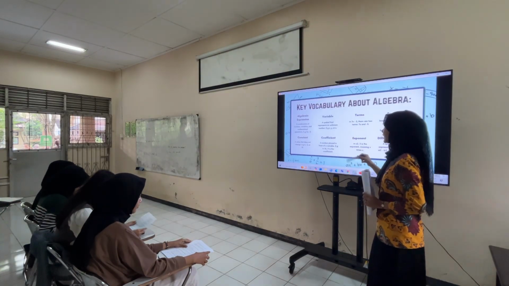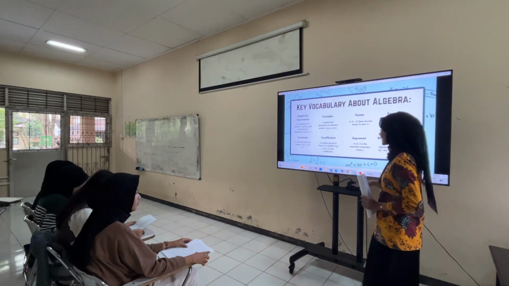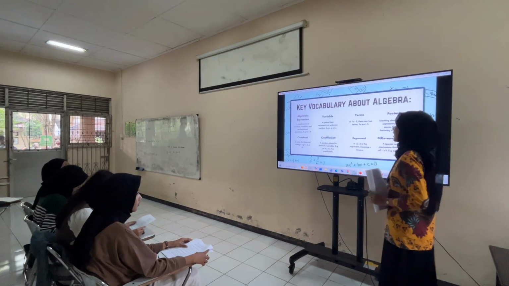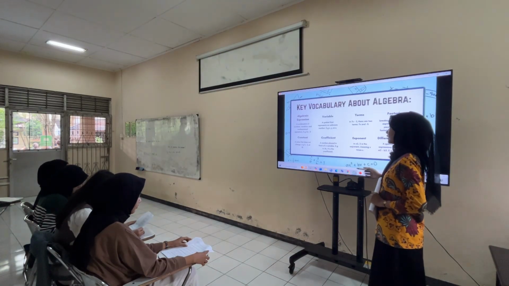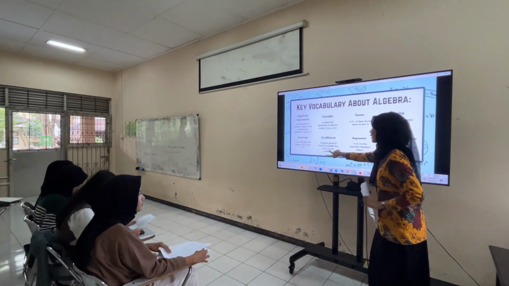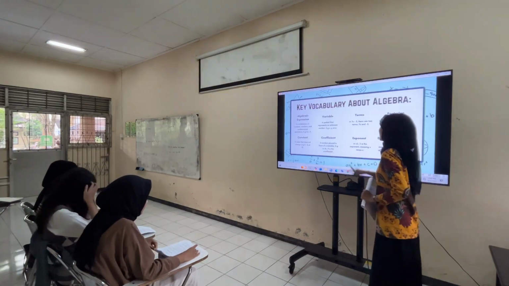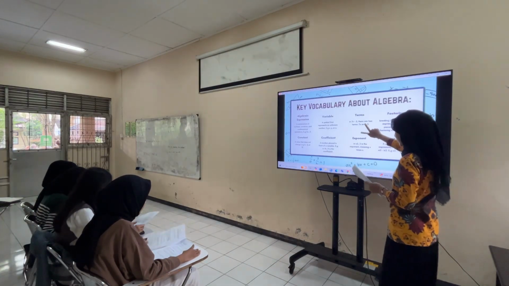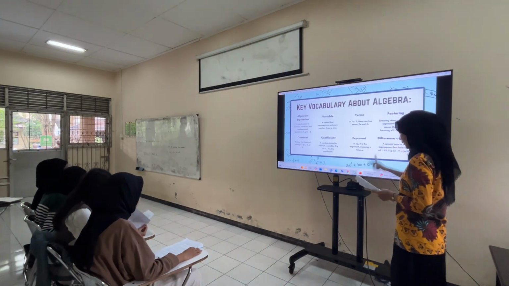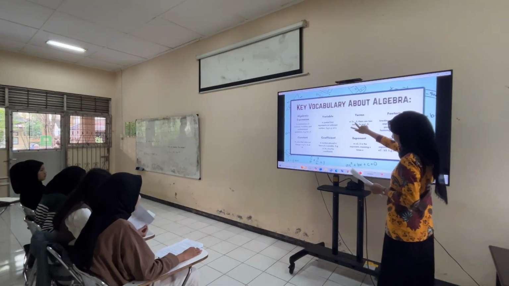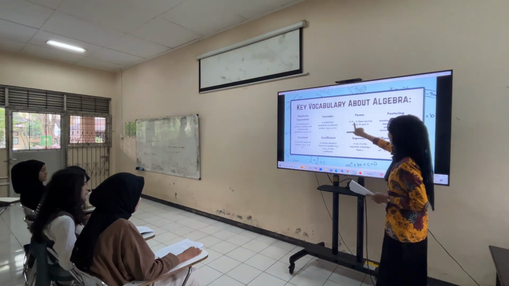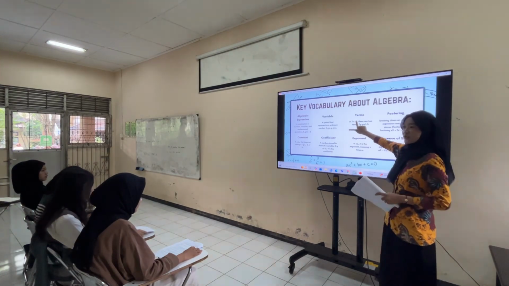And then a variable is a symbol that represents an unknown number, for example, x, y, or z. And then the coefficient is a number placed in front of a variable. For example, in 5x, 5 is the coefficient. And then the term is a part of an algebraic expression separated by addition or subtraction. For example, in 7x minus 3, there are two terms, 7x and the second is minus 3.